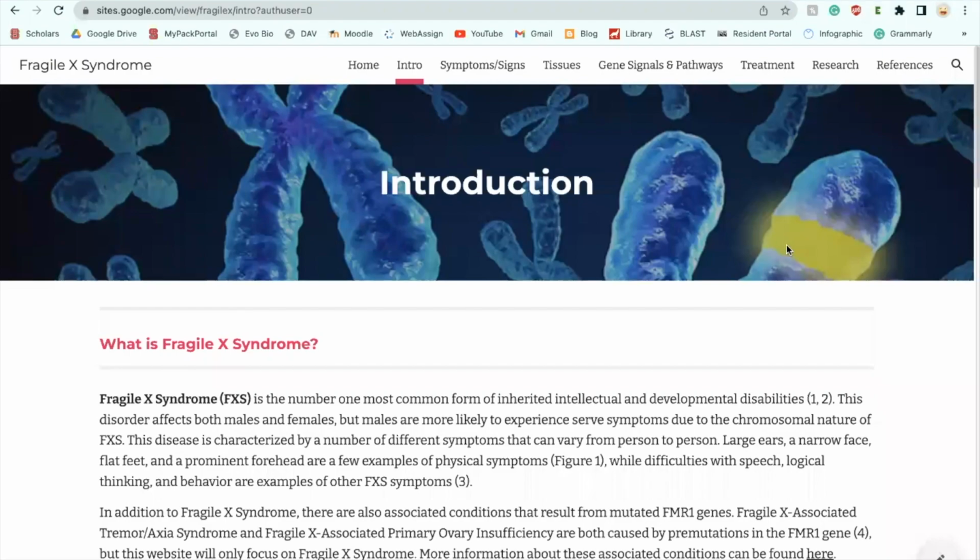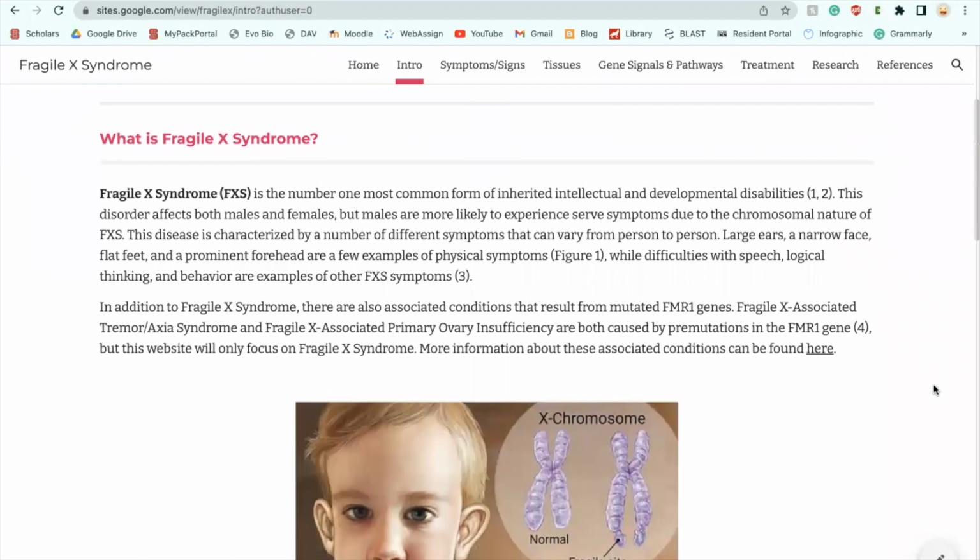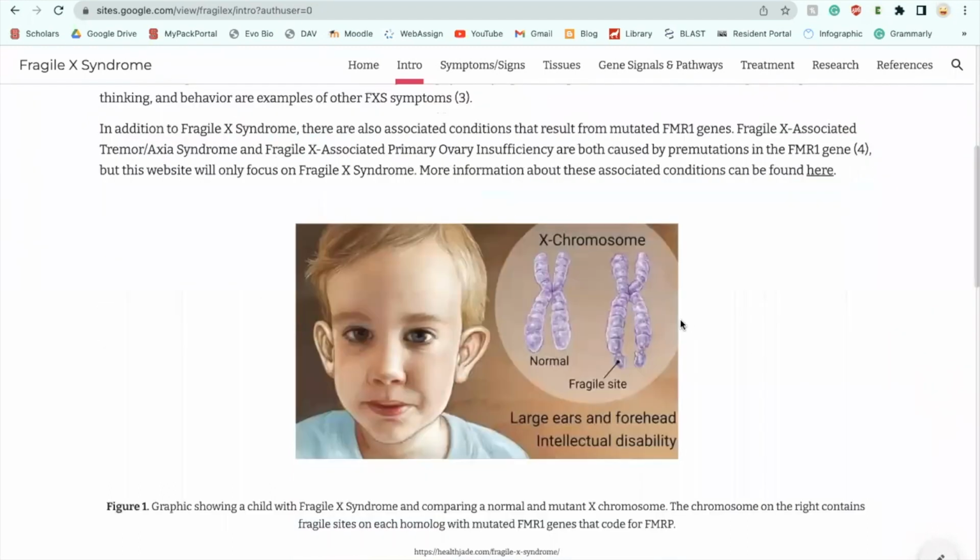Okay, so this is my website. I'm focusing on Fragile X syndrome. And for my introduction page, I pretty much just gave an overview of what the disorder is. And I included this diagram here that shows the difference between a normal and a mutated chromosome.